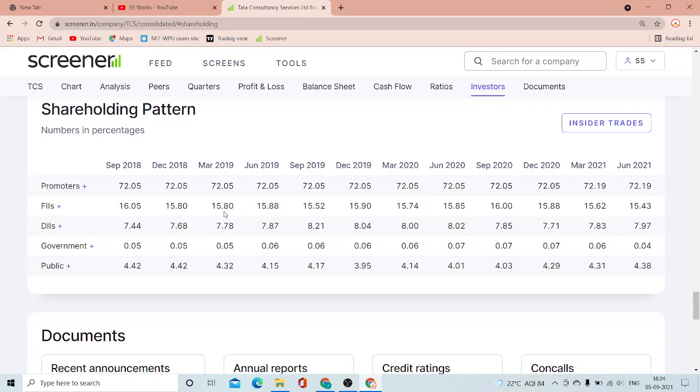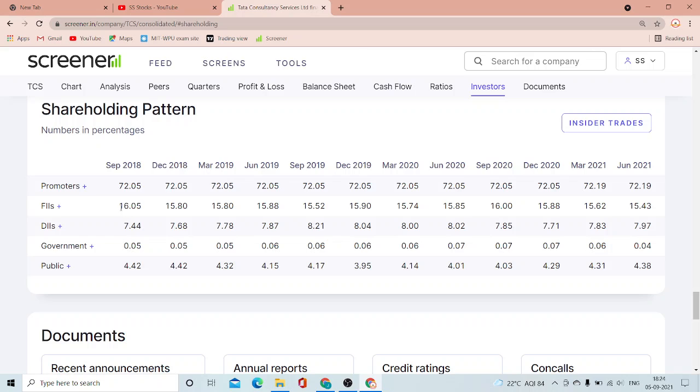Another important point is shareholding pattern. Here you will be able to see how much is the promoter shareholding. Like in first row, promoter shareholding, it is 72.05 and it is maintained almost. In fact, it is increased in June 21. So anything, if promoter shareholding increased, then it is a good sign.